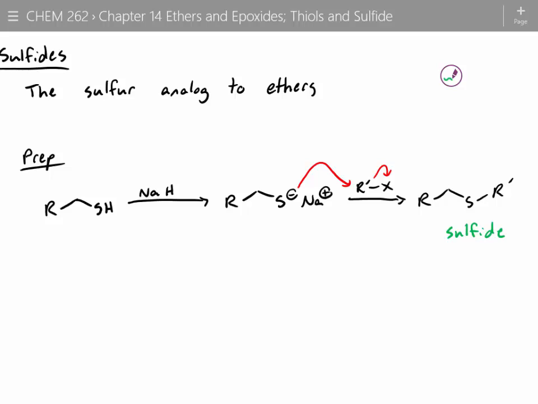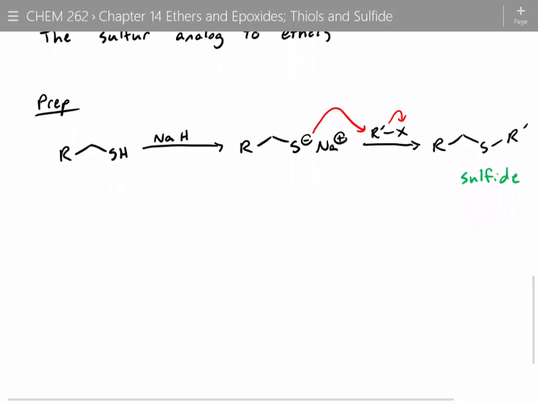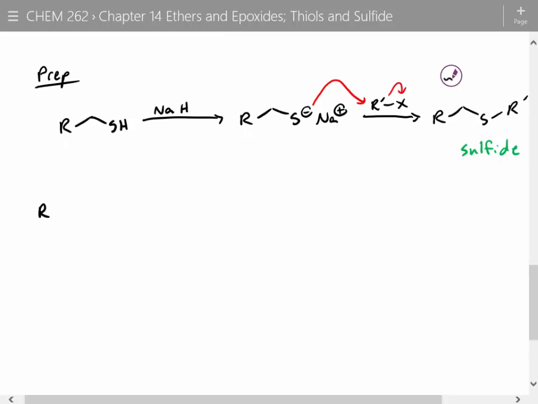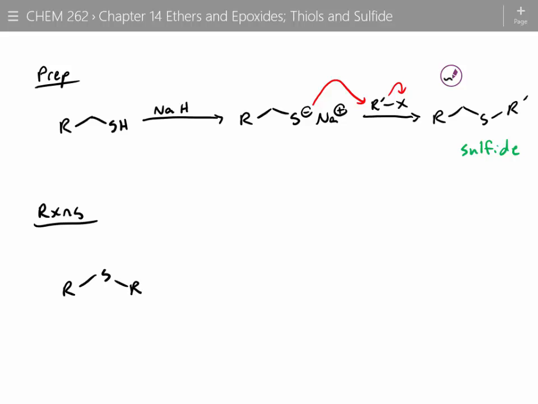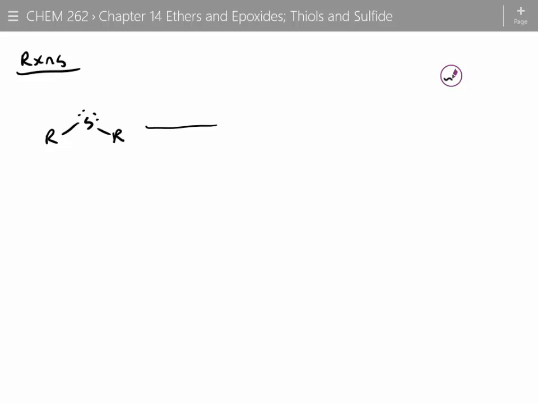These reactions behave very similarly to ethers. You can get them to break apart using really strong acid as well. Sulfides are very commonly used as reducing agents. So if you look at the reactions with sulfides, they're typically reducing reactions. So let's say we've got our generic sulfide, which we said is our equivalent to an ether, just where that oxygen is replaced with a sulfur. If we oxidize it, we can actually change it into a sulfoxide.